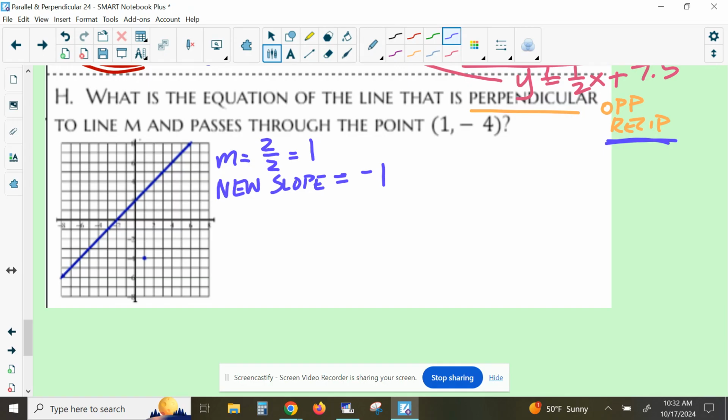And they gave us a point. So it looks like we have a point, and it looks like we have a slope, which means we can go to Desmos and put those in. So go ahead and go to Desmos, put this information in.